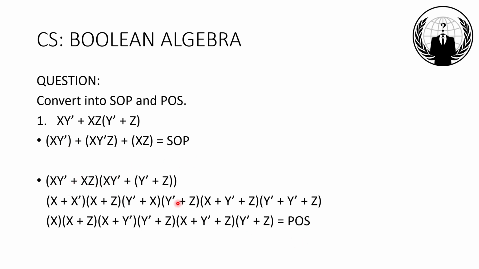Now the second form is the POS form. So we will apply the first part of the distributive law, which says that x plus yz is equal to x plus y into x plus z. By applying that, we will get the result as POS, or product of sums.